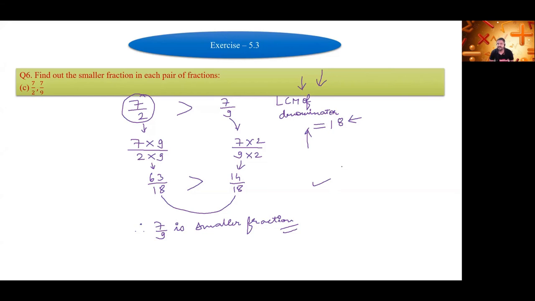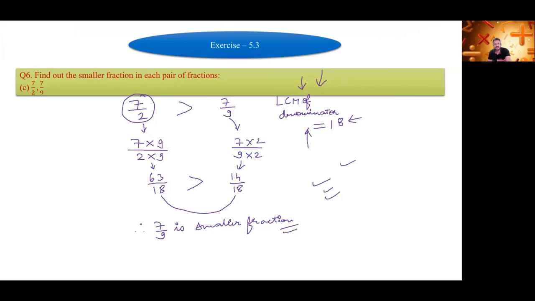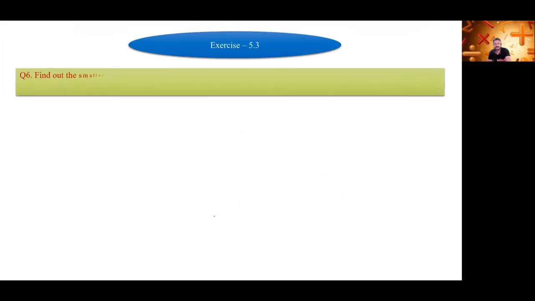Okay, Gayatri. Next, Gayatri Kharad. Yes, sir. Find out the smallest fraction in each pair of fractions. Just a second. Which one was going on? C was over. D was going. Yes or no? Okay. Yes, Gayatri, continue.